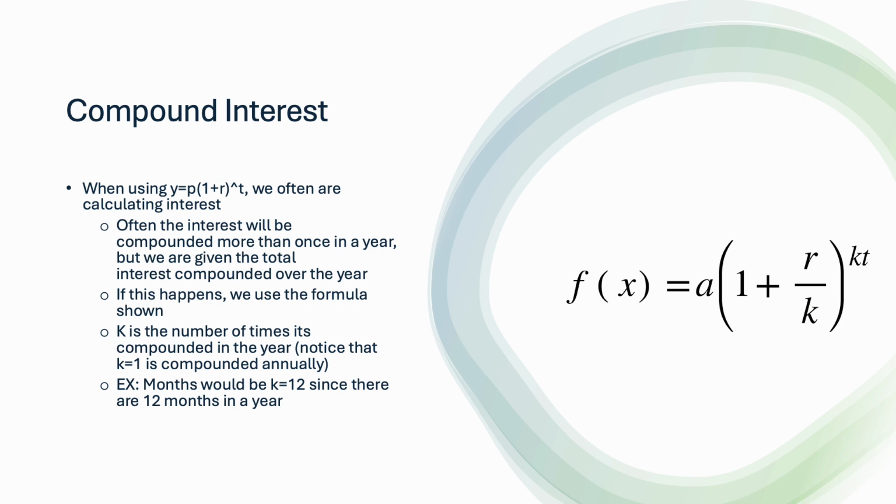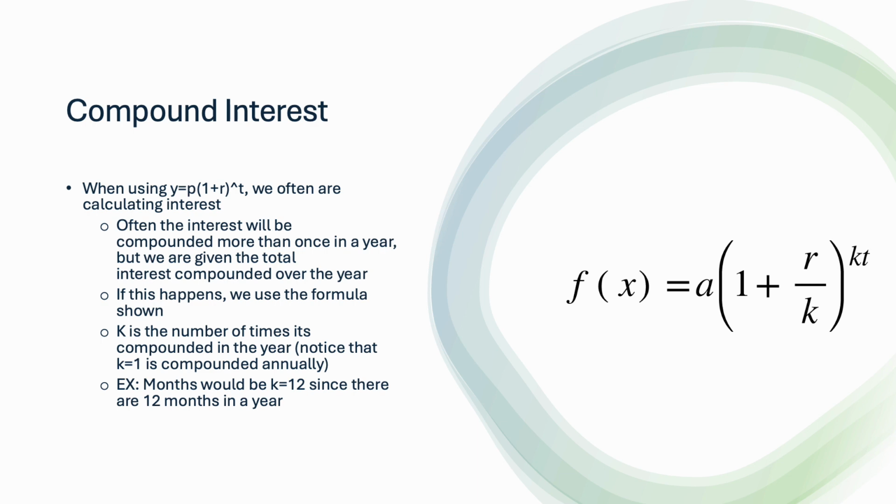Okay, so compound interest. So when we're using y equals p times 1 plus r to the t, we're doing word problems. And a lot of the time, those word problems are going to involve some kind of interest. So we're going to have a savings account, or we're going to be paying a loan, and there's interest of some kind. And usually our time is going to be in years. So it's going to be 5 years, 12 years, whatever.